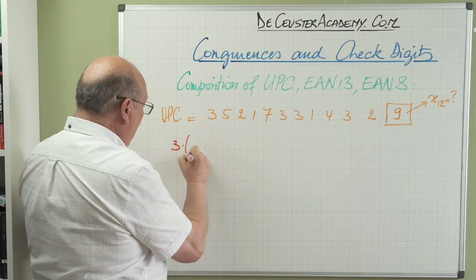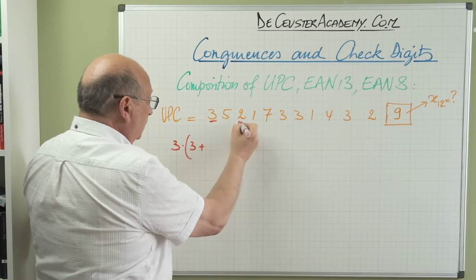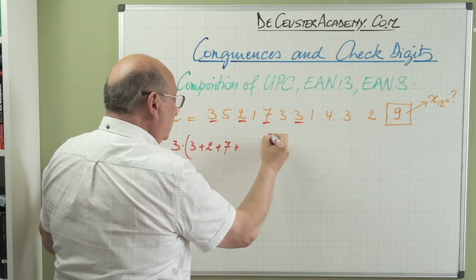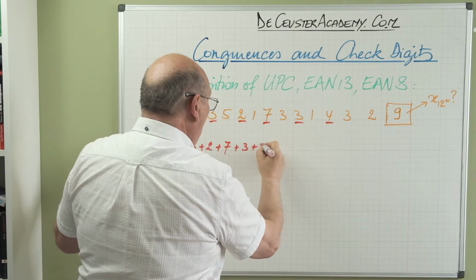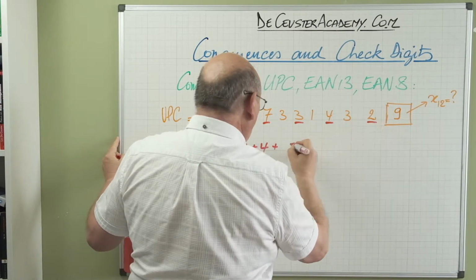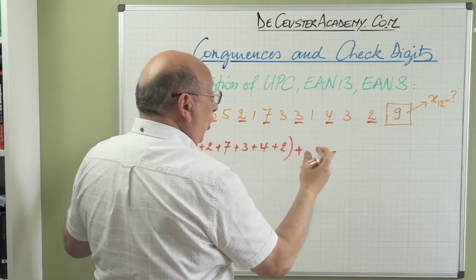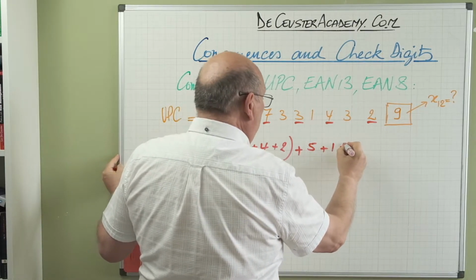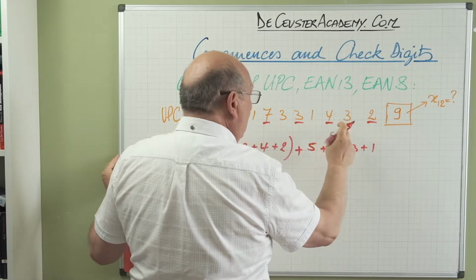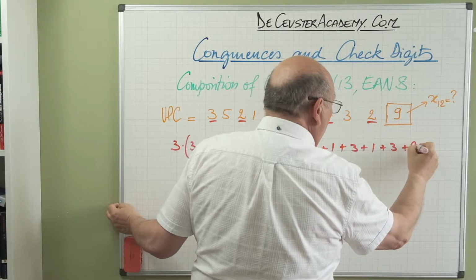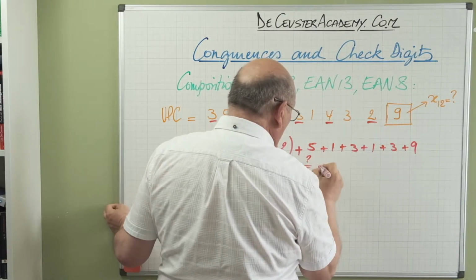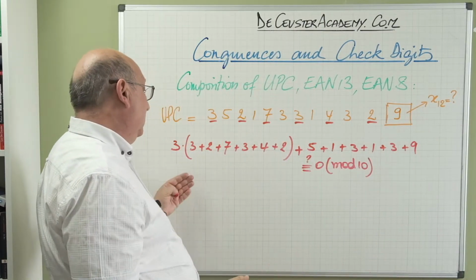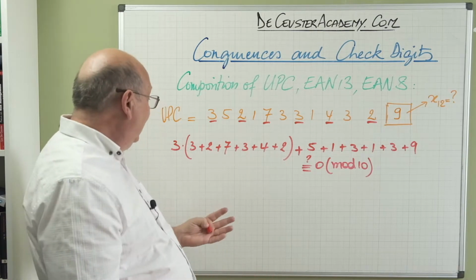So I start 3 times 3 plus 2 plus 7 plus 3 plus 4 plus 2, and now I add all the even positions, 5 plus 1 plus 3 plus 1 plus 3 plus 9, and is this congruent 0 modulus 10, or is this number divisible by 10? So let's have a look.